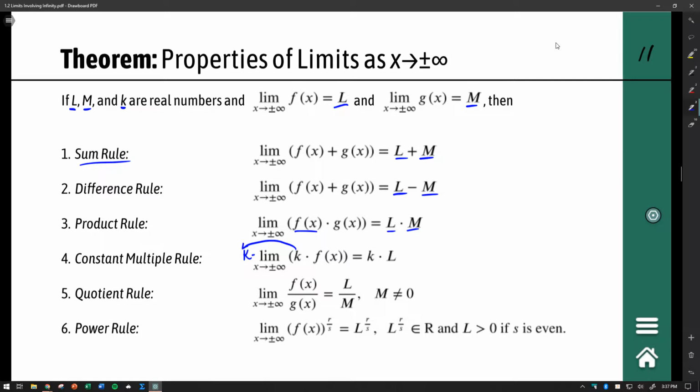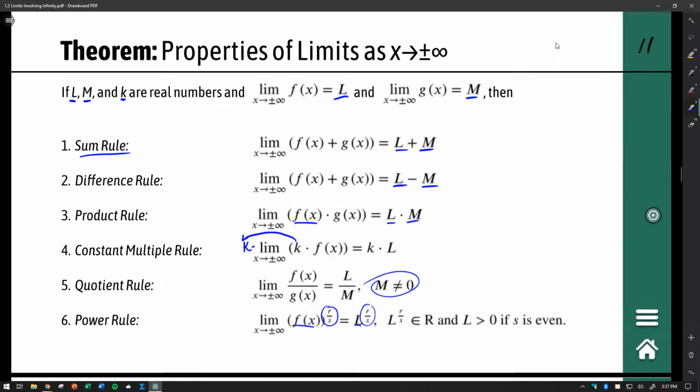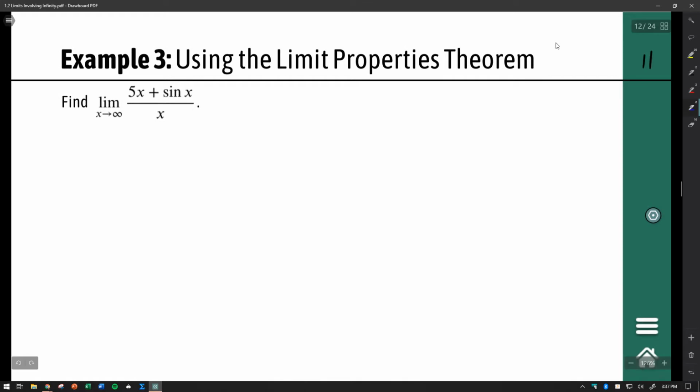Quotient rule looks a lot like the product rule, as long as that denominator is not 0. And finally, the power rule. This one comes up from time to time, and it's almost like we can say, all right, well, whatever the limit as x approaches infinity of that function was, take that limit and apply the power there. So with that in mind, let's use that property and figure out what this limit's going to be.